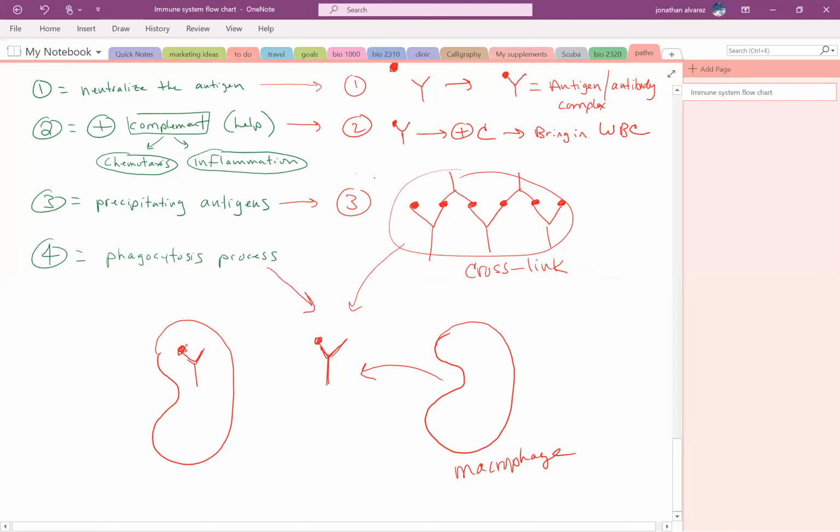What happens inside of the macrophage is the Y-shaped protein eventually breaks off. So now the antigen is by itself. The Y-shaped protein breaks off, the antigen is now by itself, and it is phagocytized, which means it's destroyed by lysosomes.